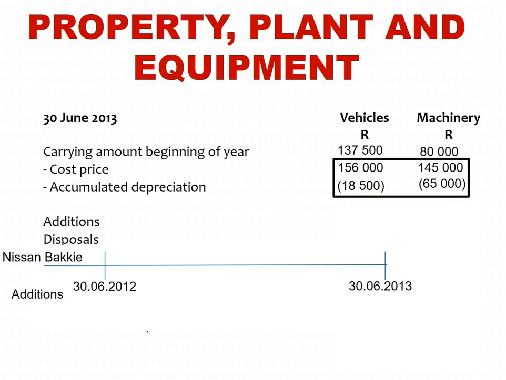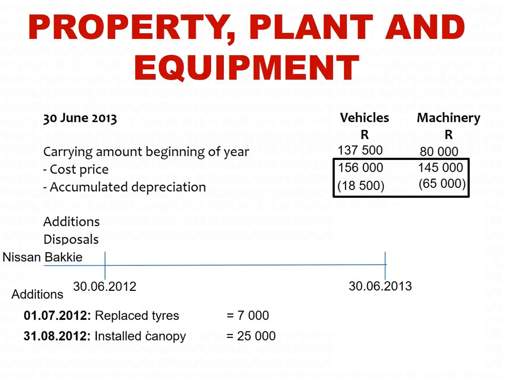If I replace something, this is an addition. I've taken something out. In this case, I've taken the tires off and I've replaced it with new tires. That happened on the first day of the actual year, the 1st of the 7th, 2012. I replaced my tires with a cost of 7,000. In note 9, I'm also told that a decision was made to install a fiberglass canopy. This purchase was made on the 31st of August 2012 for a cost of 25,000 rand. So our additions for the year are the sum of the two, 32,000.